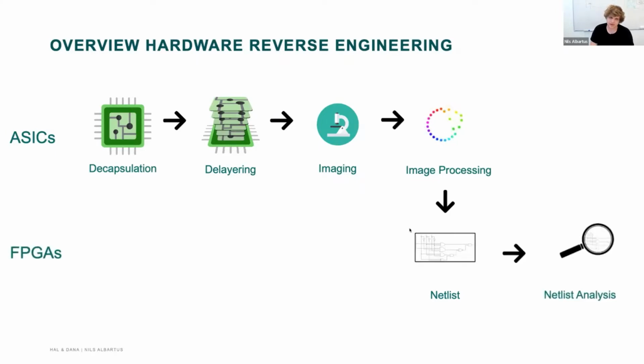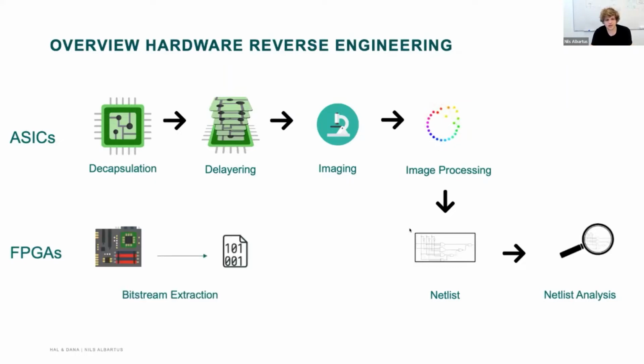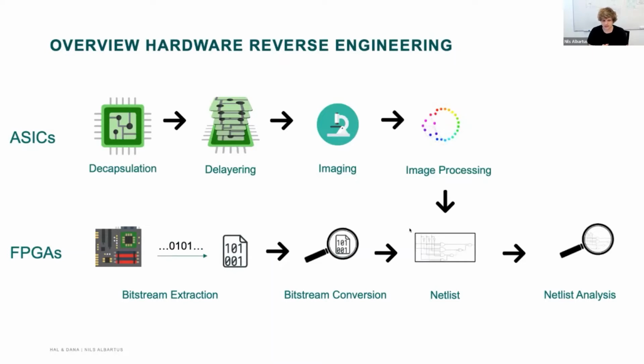But there's also another way to get your netlist, which is for FPGAs, starting with the bitstream extraction. You can extract that from some non-volatile memory or somewhere it might be stored in the firmware, because FPGAs are volatile, and they have to be flashed every time they start up. So the bitstream often has to be stored externally, and you can extract it. Once you've extracted the bitstream, you convert it to a netlist, since all these zeros and ones in your bitstream are basically just another representation of what the netlist looks like.